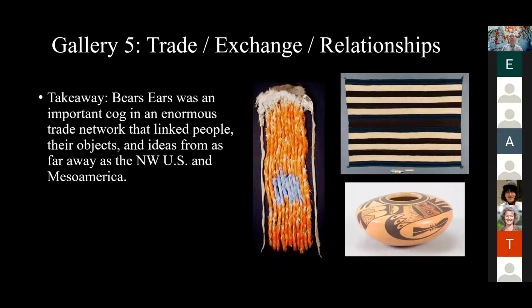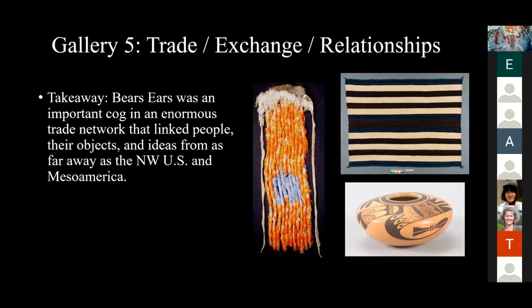Moving along, our next gallery focuses on trade or exchange or relationships, the exchange of ideas, objects and people and so forth. And the point that the Bears Ears was an important cog in an enormous trade network that extended from the Northwest coast all the way down to Mesoamerica. This can hopefully be displayed and communicated through things like this macaw feather pelt, which was actually found in Bears Ears National Monument and resides today at Edge of the Cedars State Park in Utah, just outside of Bears Ears. If we were able to loan this, this would be a really, really good thing. So we'll see if that happens.